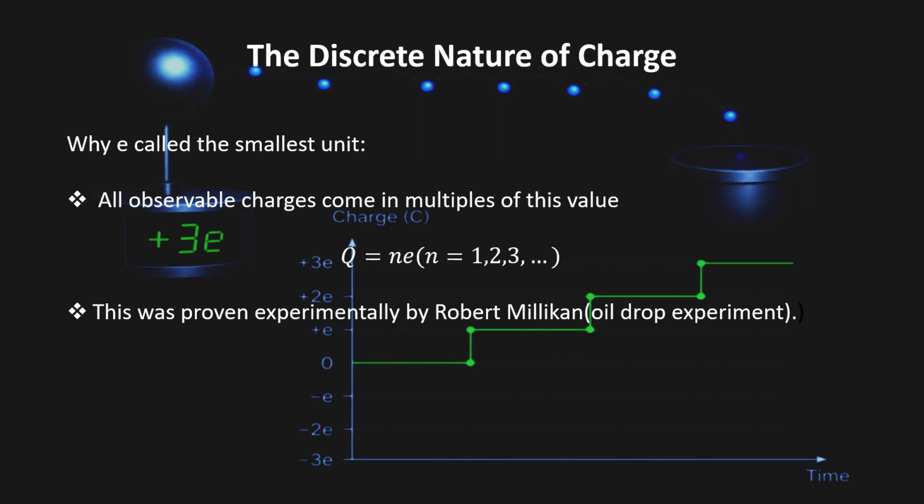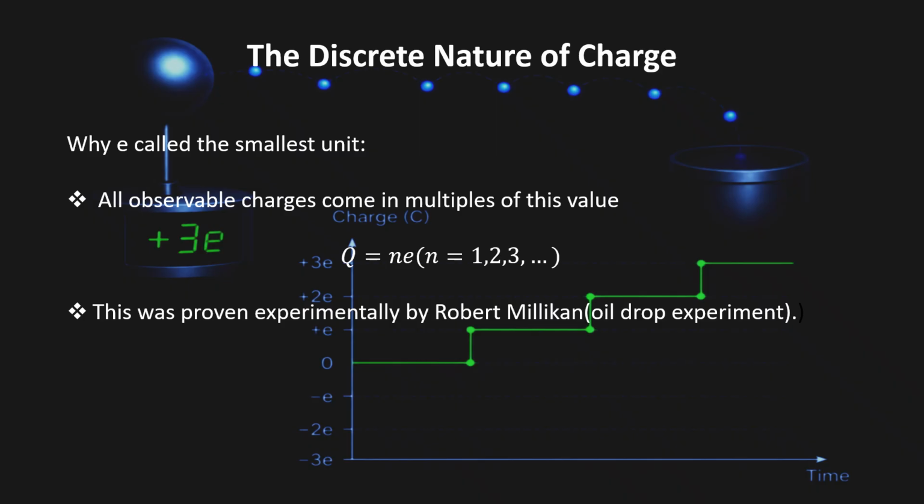This principle was confirmed experimentally by Robert Millikan through the oil drop experiment. In this experiment, tiny oil drops were suspended between electrically charged plates. By precisely adjusting the electric field, Millikan balanced gravitational and electric forces on each droplet. By measuring the charge on many droplets, he found a striking pattern.